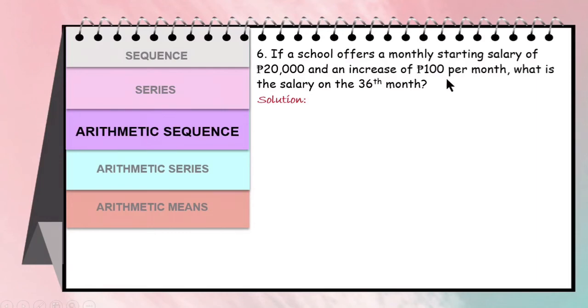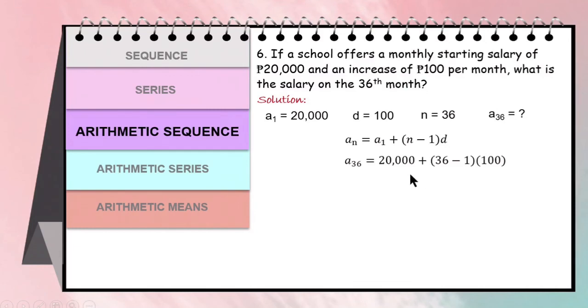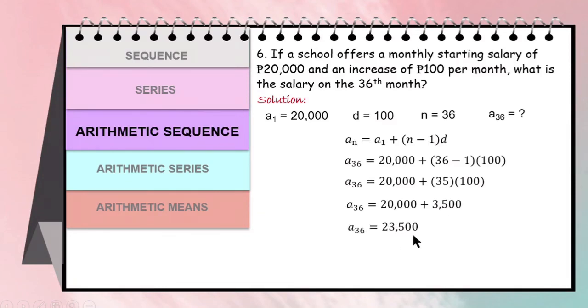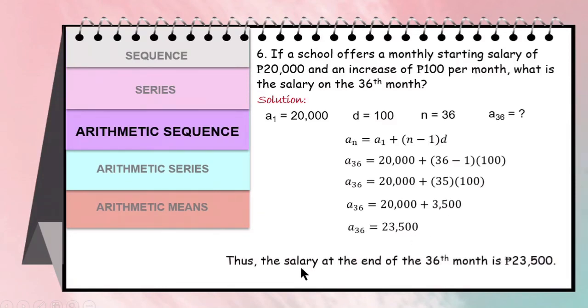So to determine the salary on the 36th month, we use this formula where a sub 1 is 20,000, d is 100, and n is 36. Find a sub 36. Substitute these values into the equation, then simplify. 36 minus 1 is 35, times 100 is 3,500, and 20,000 plus 3,500 is 23,500. Thus, the salary at the end of the 36th month is 23,500 pesos.